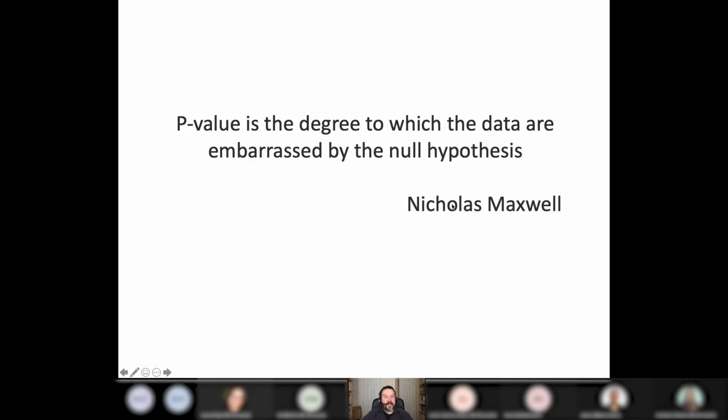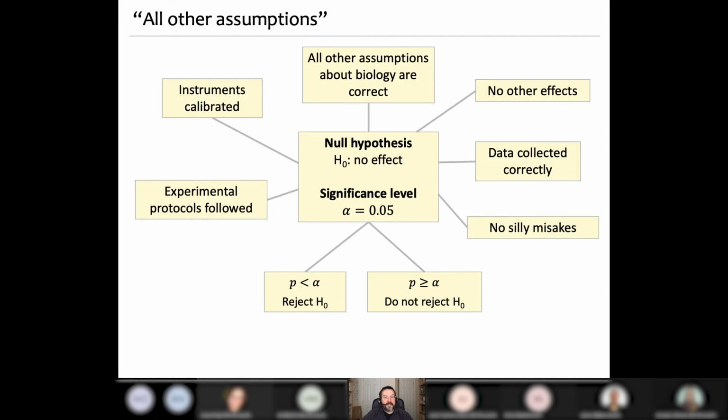Or an alternative version: p-value is the degree to which the data are embarrassed by the null hypothesis. When we say that we assume the null hypothesis and all other assumptions to be true, and then from this we do statistical inference, all these other assumptions can be a little bit more complicated. First of all, you assume that all assumptions about the biology are correct, that there are no other effects, that instruments are calibrated properly, that experimental protocols are followed, that data are collected correctly, and there are no silly mistakes.